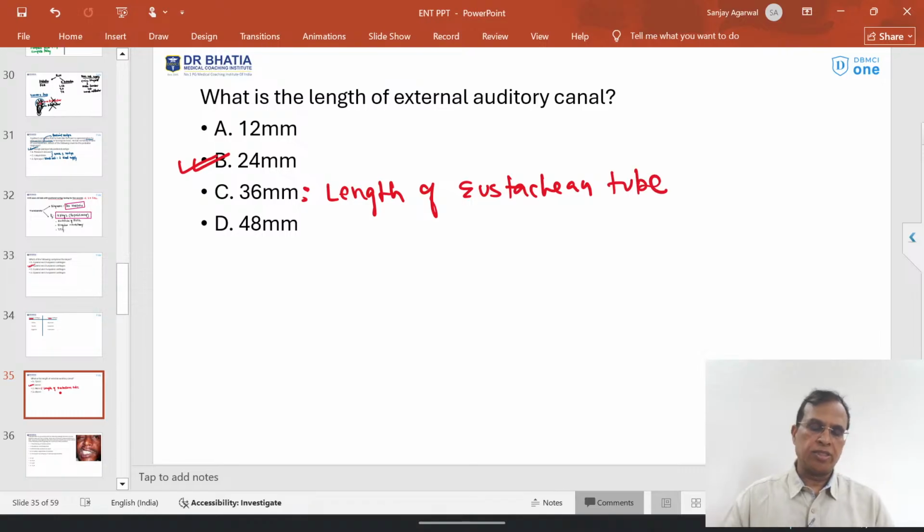Eustachian tube की length 36 होती है, external auditory canal की 24 millimeters. So these are simple straightforward questions. आपके एग्जाम में ऐसे क्वेश्चंस बहुत होते हैं.